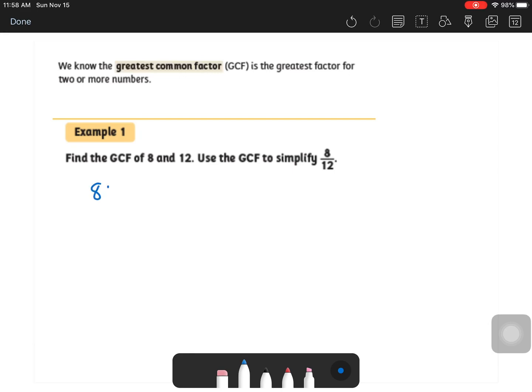So for the number 8, we could have 1 times 8. So I'm just going to list 1 and 8 as factors. We could have 2 times 4, and I think that's all that we have. We have 1, 8, 2, and 4. Those are all the factors of 8. Now with the number 12, what we did before, we could take 1 times 12, so those are factors, and we could do 2 times 6, and we could do 3 times 4.